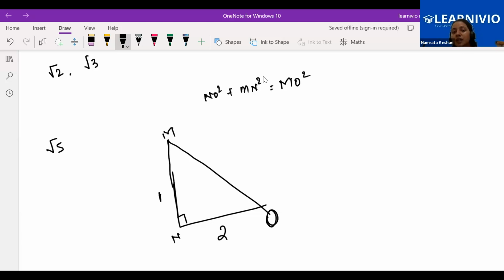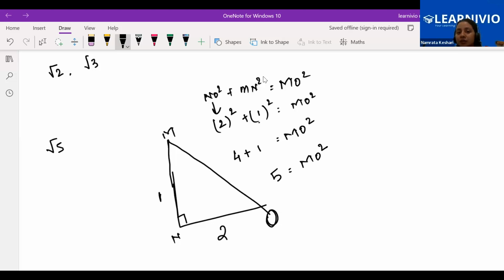What are you getting as MO? If MN is 1 and NO is 2, MO will be, let's do it. NO is 2, 2 square. MN is 1. MO we have to find. 2 square is 4. 1 square is 1. MO square is still what we have to find. 4 plus 1 is 5, right? Is equal to MO square. What will be MO then?